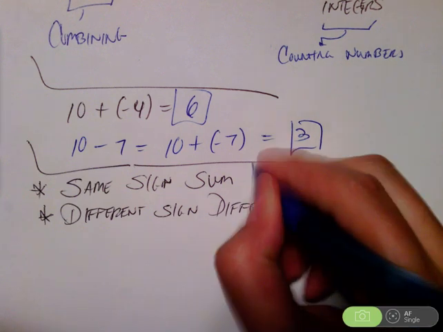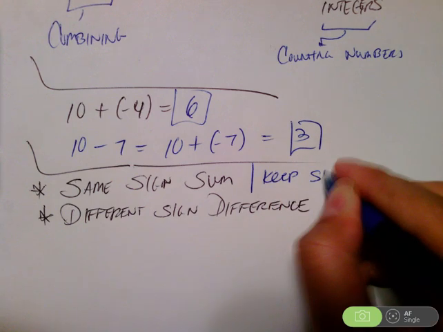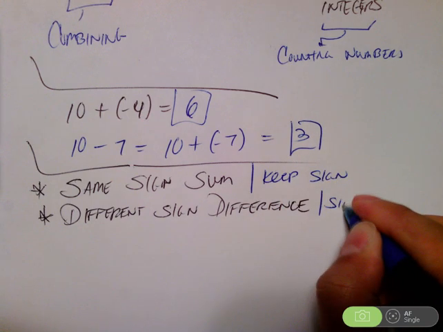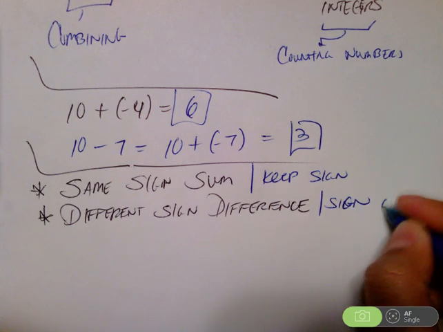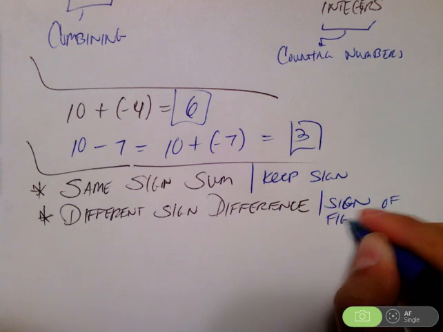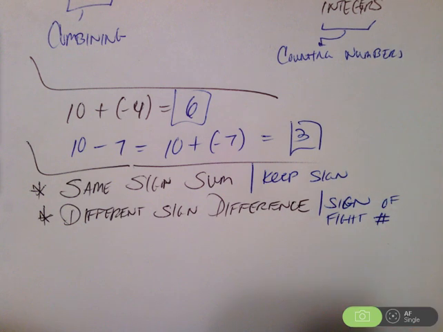So this was the keep sign, and this was the sign of, I like to say, the fight number. Here, the technical definition is the sign of the number with the greater absolute value. That's the math technical definition. I'll show you what I mean right here.